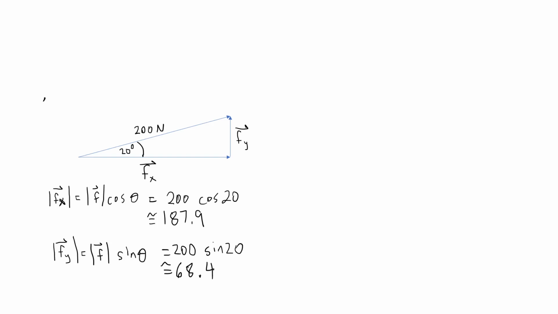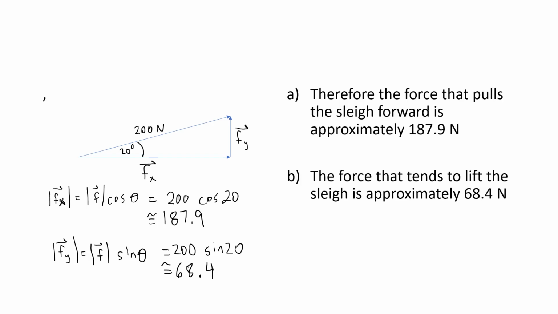And the magnitude of Fy will be that 200 Newton force times the sine of theta, which will ultimately be approximately 68.4 newtons. So force tending to pull the sleigh forward is roughly 187.9 newtons, and force tending to lift the sleigh is approximately 68.4 newtons.